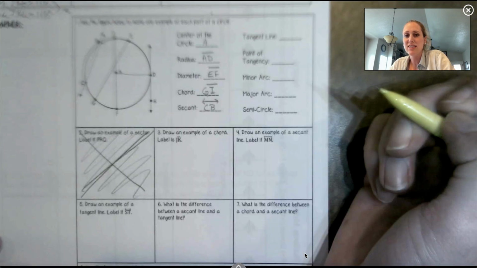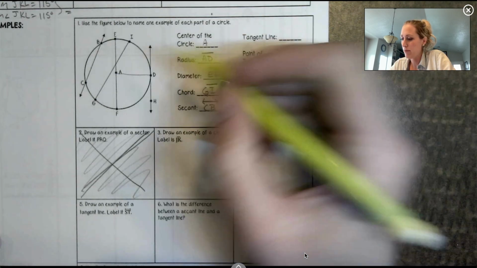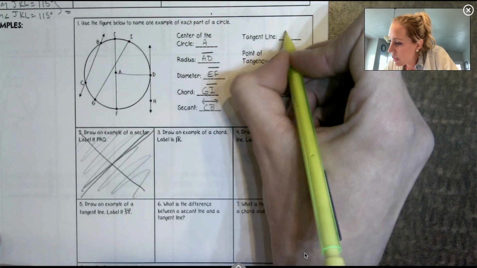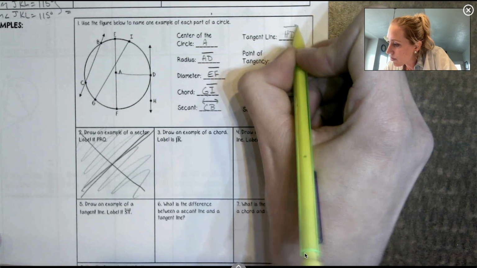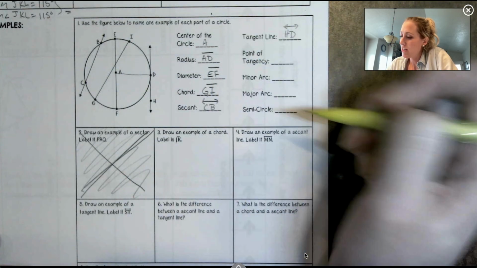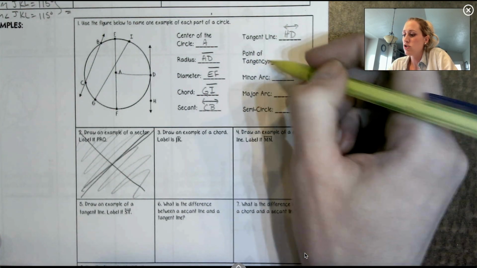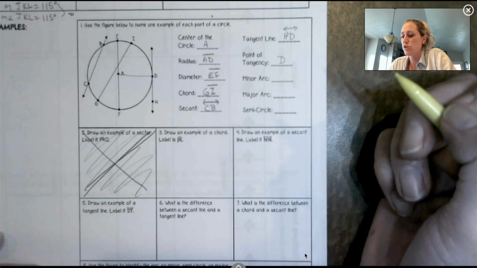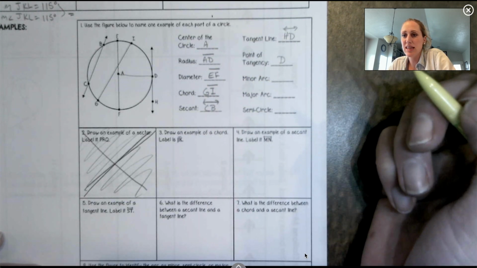Tangent line, a line that touches our circle only one time. So it's mostly outside the circle, so H to D. And this one has arrows. Point of tangency, so where does the tangent line touch the circle? At point D. A minor arc, so we want to name an arc that's less than half the circle.